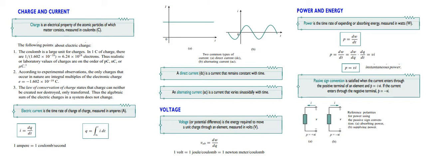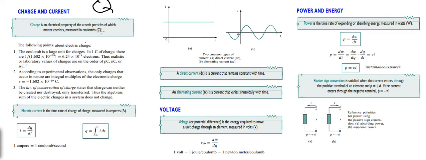Now, first, let's define what is charge. Charge is an electrical property of atomic particles of which matter consists, measured in coulomb. So that is what we studied. We have the charge, which stands for the letter Q, and its unit is the coulombs.